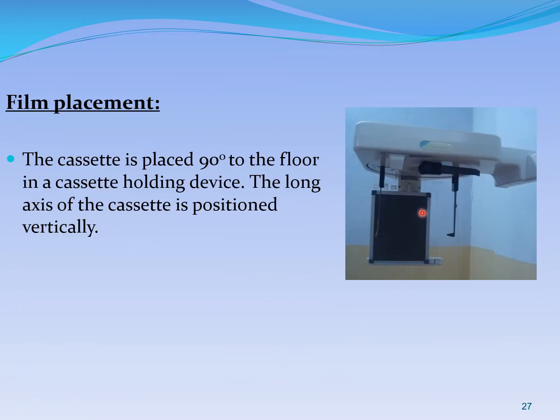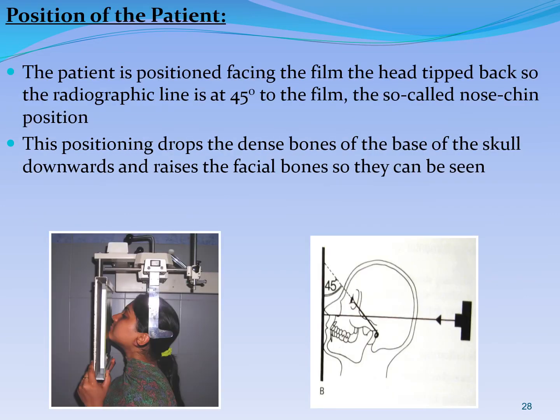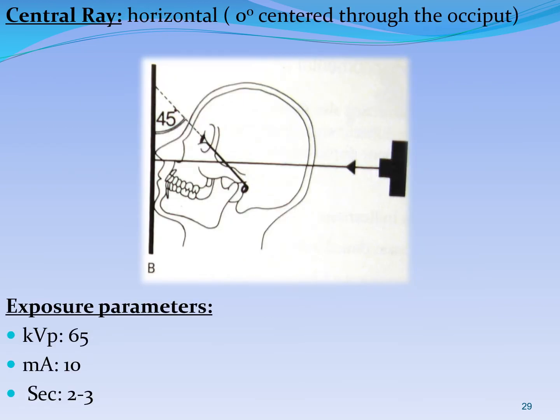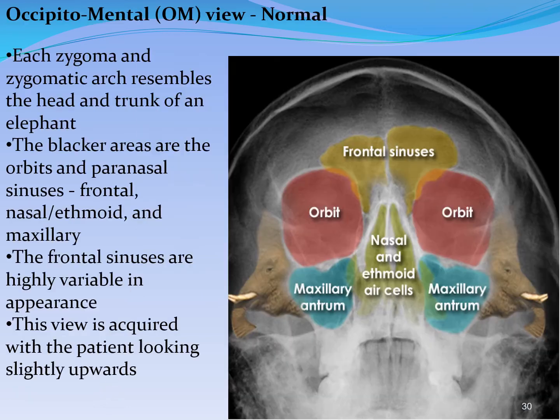Film placement is similar. The cassette is placed 90 degrees to the floor in a cassette holding device. The long axis of the cassette is positioned vertically. For positioning of the patient, the chin and the nose have to touch the cassette. The patient is positioned facing the film, head tipped back so that the radiographic line is at 45 degrees to the film, also called the nose-chin position. This positioning drops the dense bones of the base of the skull downwards and raises the facial bones so that they can be seen. The central ray is directed horizontal and at 0 degrees through the occiput, and these are the exposure parameters.